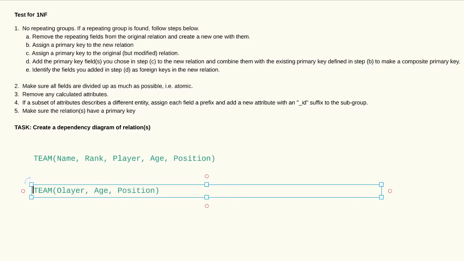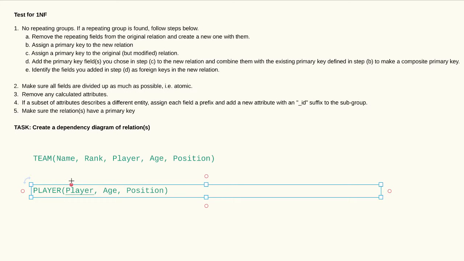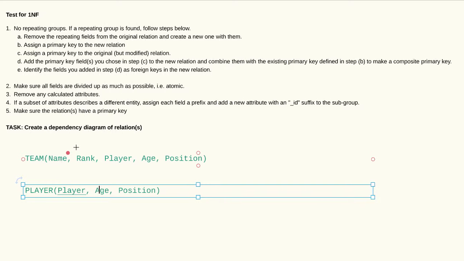Now, obviously this new relation is going to describe a player. So I'm just going to name it that. It says in step B to assign a primary key to the new relation. Obviously that's going to be the first field because every player has a unique name, or at least we're going to assume that at the beginning here. We know actually that shouldn't necessarily be true, so we'll make that fix in a minute.